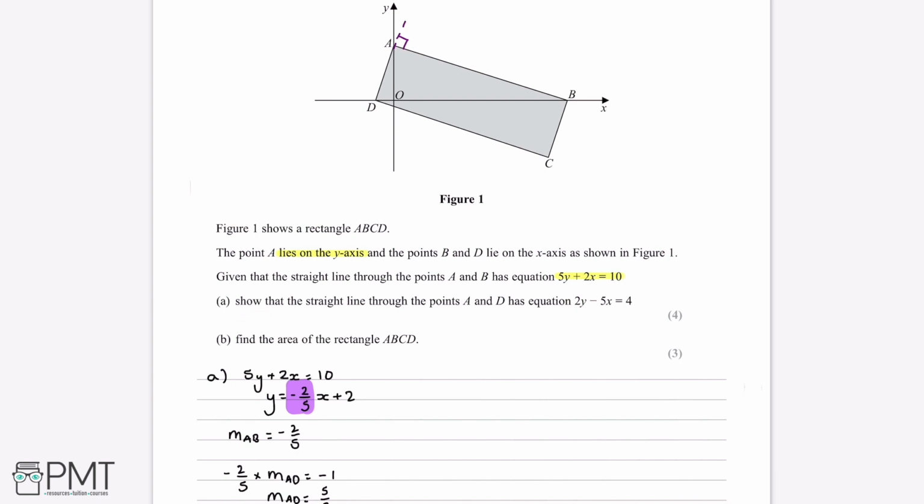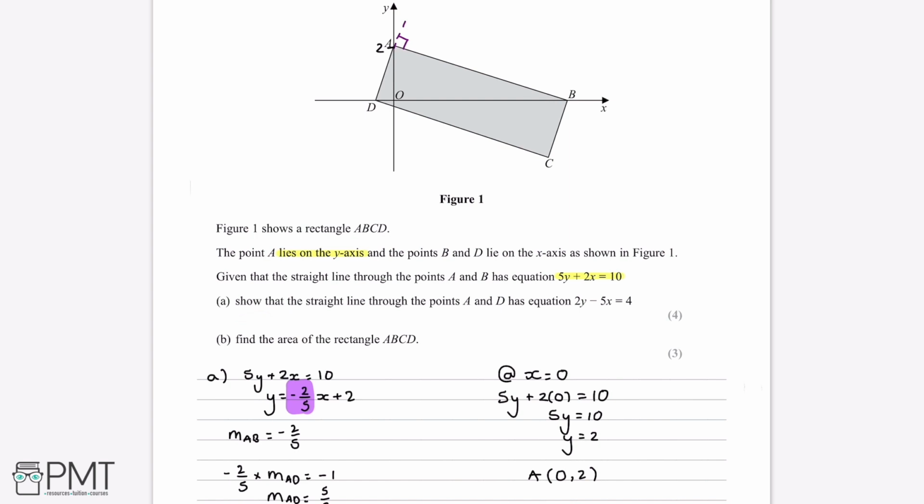And therefore, to find the coordinates of A, we need to work out what y is when x is equal to 0. So if the equation of the line is 5y plus 2x equals 10, 5y plus 2 multiplied by 0, which we know is 0, is equal to 10. And therefore, if 5y is equal to 10, y must be equal to 2. And therefore, we can say that the coordinates of A are 0, 2. So A up here is a 2.